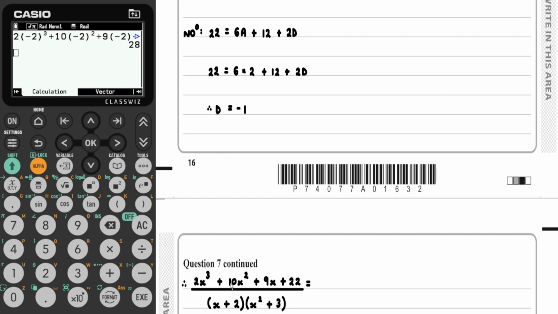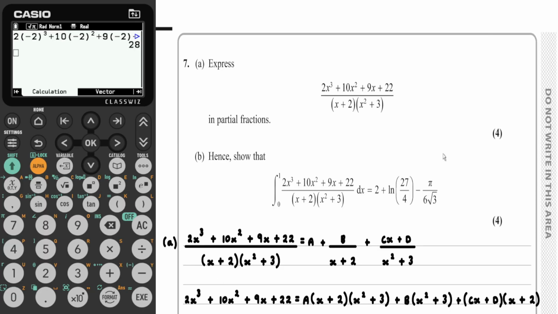We have (2x³ + 10x² + 9x + 22) over (x + 2)(x² + 3), which is 2 plus 4 over x + 2 plus (2x − 1) over x² + 3. Part B. Hence, show that the integral of (2x³ + 10x² + 9x + 22) over (x + 2)(x² + 3) with respect to x from 0 to 1 is equal to 2 + ln(27/4) − π/(6√3).